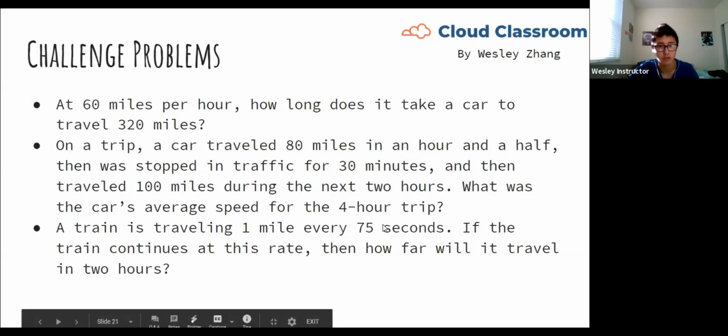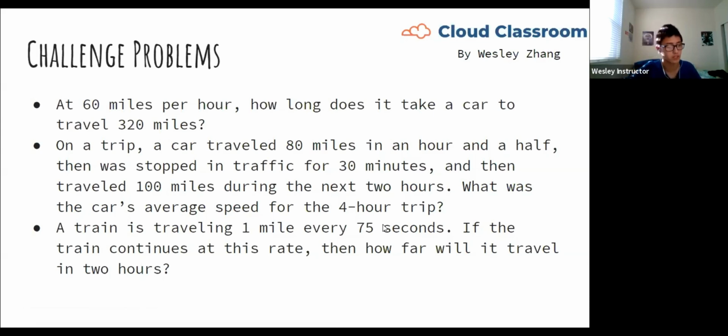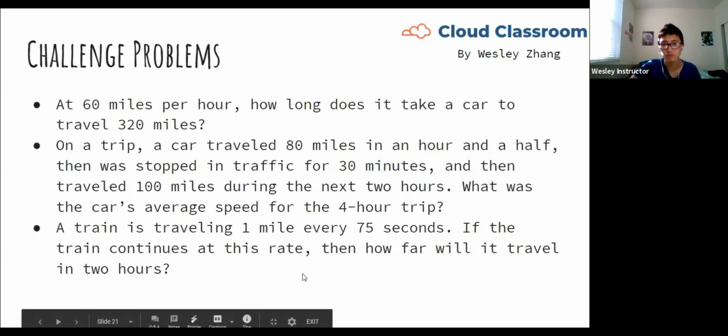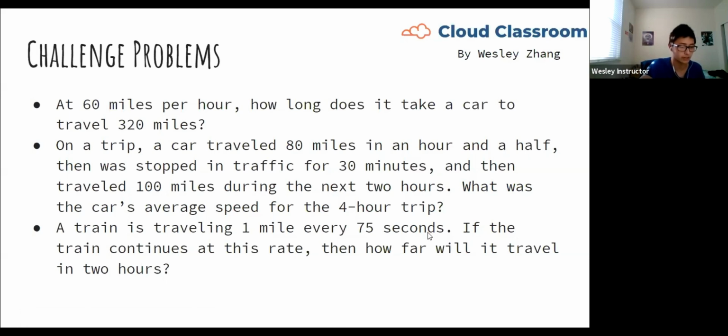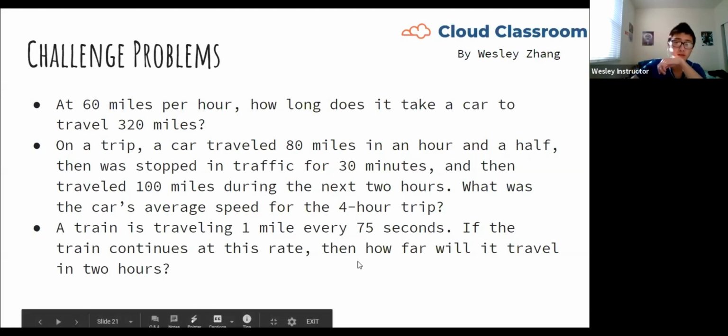So there's 120 minutes in 2 hours, and there's 60 seconds every minute. So 120 times 60, that's 7,200 seconds in 2 hours. And then just divide that by 75 seconds, and you guys get 96 miles. So the train will travel 96 miles in 2 hours.